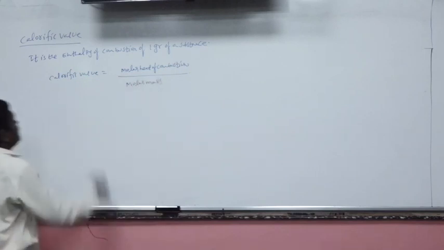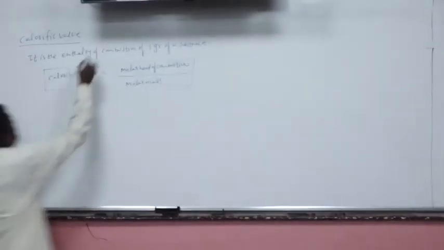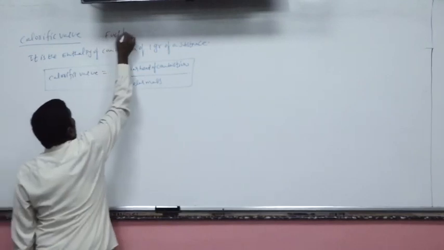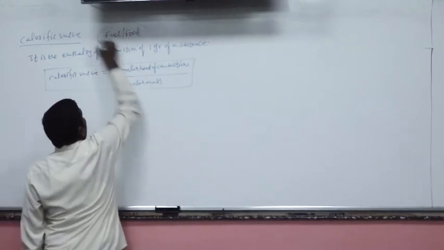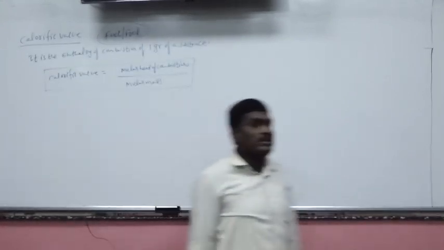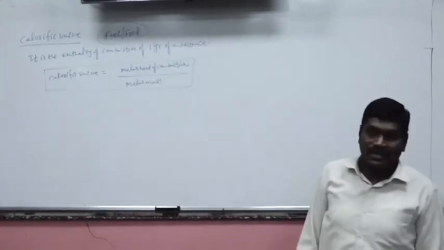Divided by its molar mass, so that you will get the calorific value. The calorific value, especially of fuel or food substances, is generally calculated as the heat content of the system per gram of the substance, isn't it?